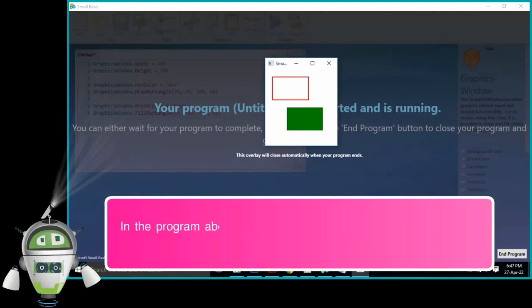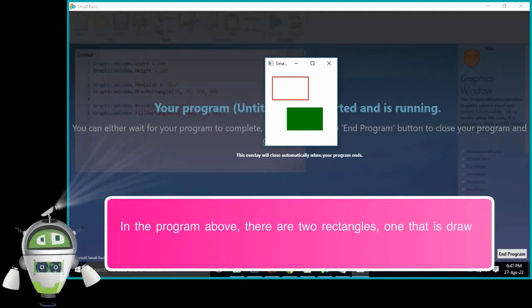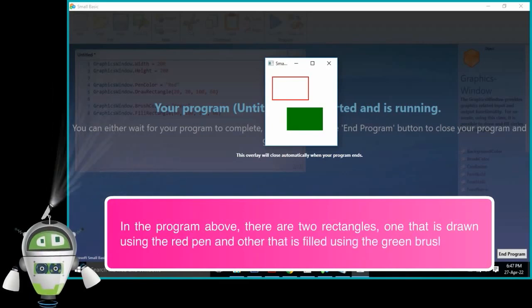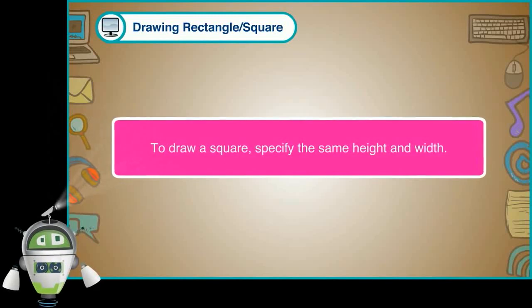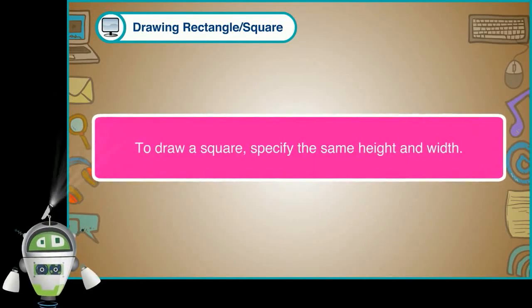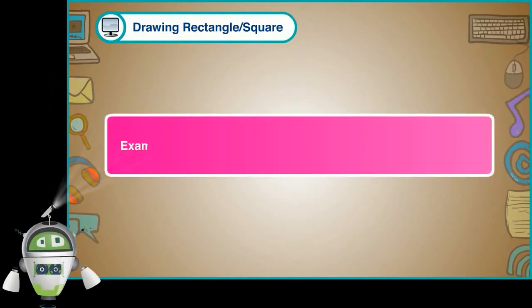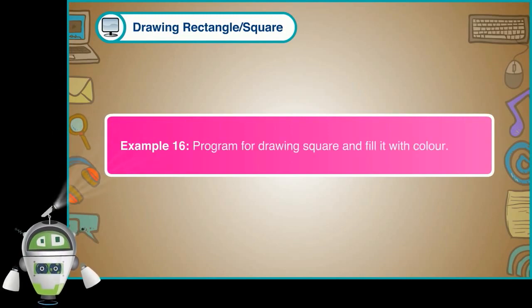In the program above, there are 2 rectangles, one that is drawn using the red pen, another that is filled using the green brush. To draw a square, specify the same height and width. Example 16. Program for drawing square and fill it with color.